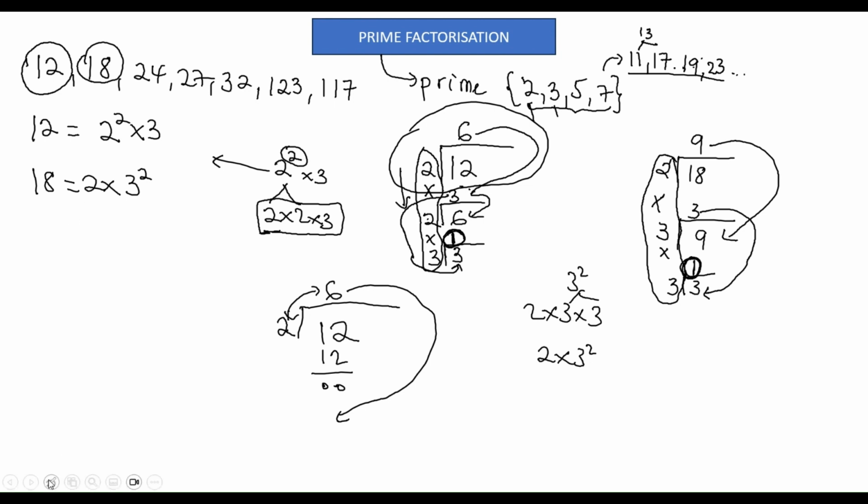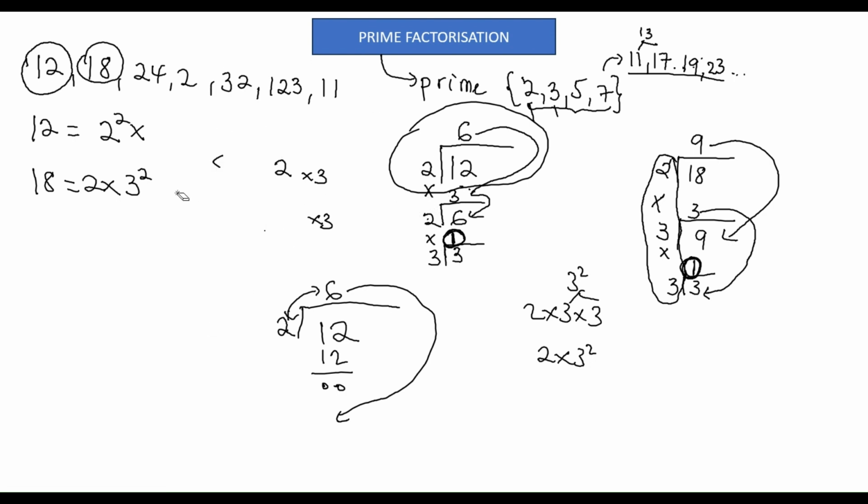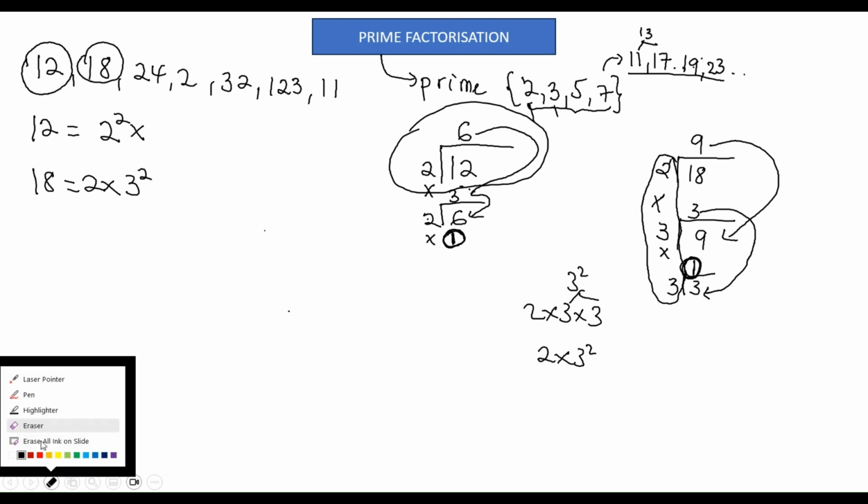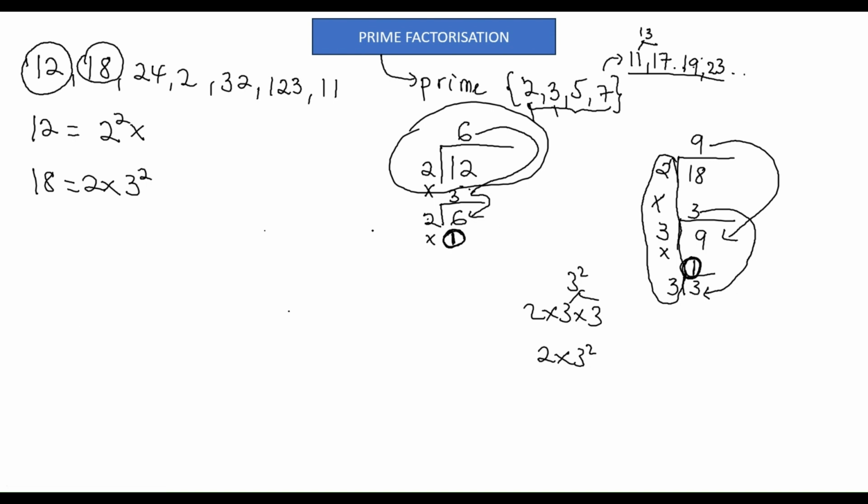The next number should be 24. So let's see. Number 24, we go back to our set of prime numbers. 2 can divide, right? That's the first one. We always start with the least one. That's 2. So 2 can enter 24. It will give you 12.